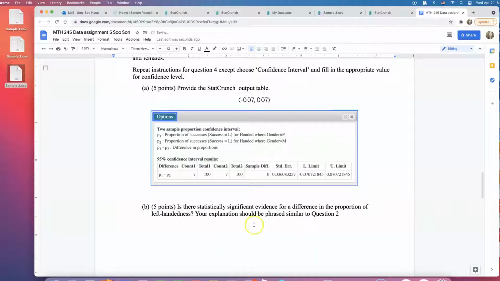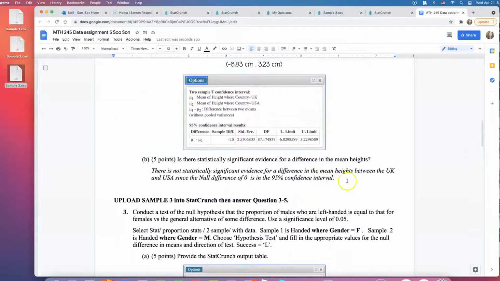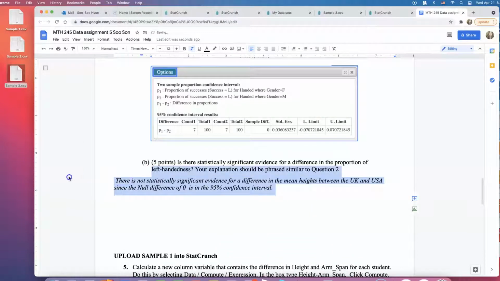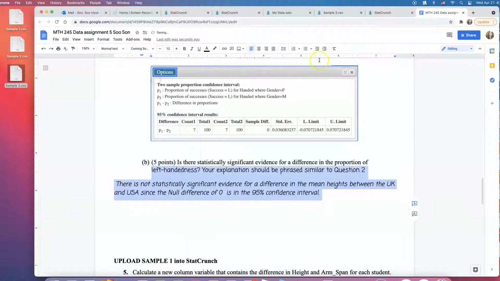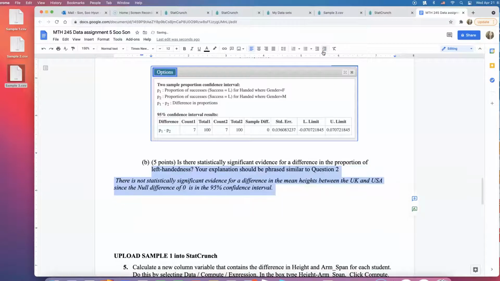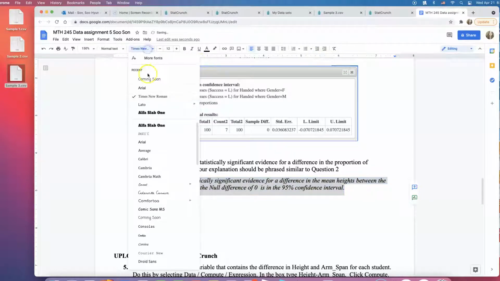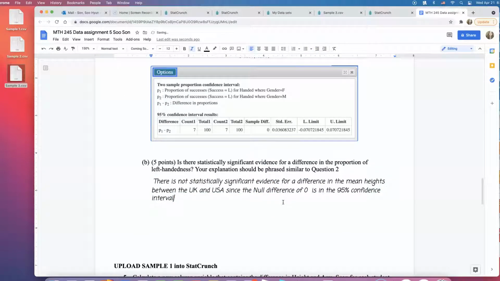So is there statistically significant evidence for a difference in the proportion of left-handedness? The answer is no. I'm going to copy this sentence, and now I'll just change it up. And I don't know who is watching this, but I'm just creating an extra resource in case you want to do this with me. So if I'm messing up, or if you hear noises in the background, hopefully you are okay.